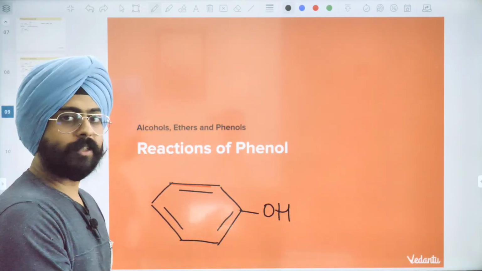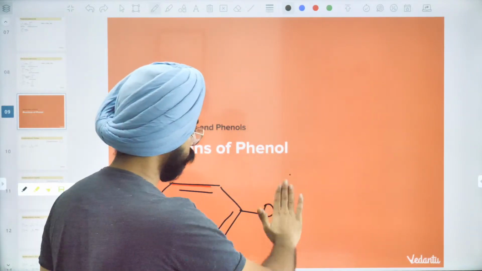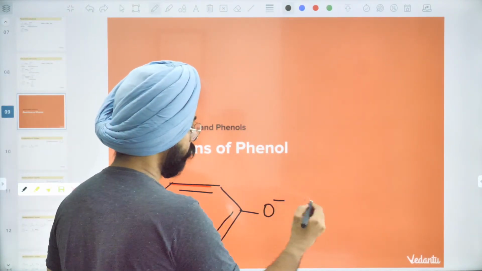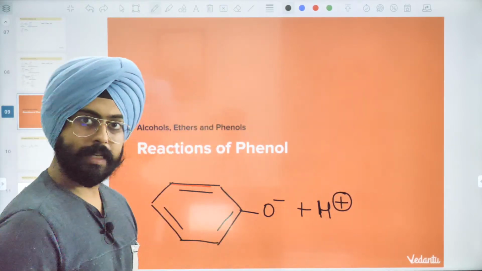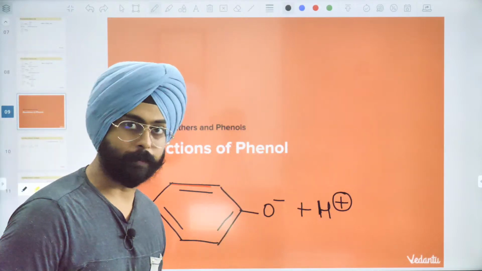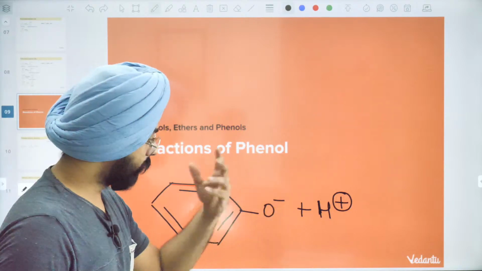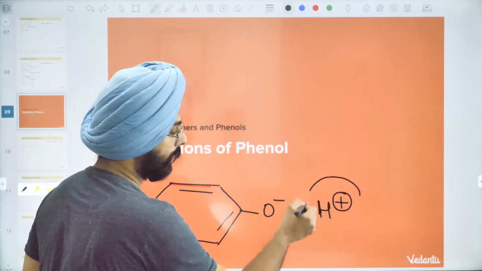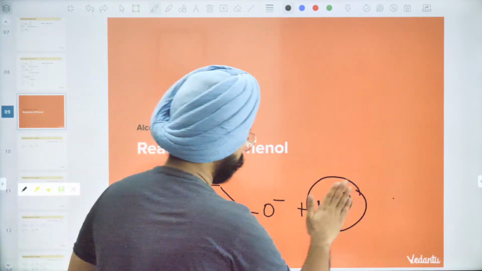So one very simple reaction is phenol acting as an acid to react with a base. So it can turn into O negative plus H positive. If you put a good enough base, this reaction can happen. If you try to react phenol with Grignard reagents, you will get an alkane because Grignard will capture the H positive. Yeah, चलो ये बात सही है, बढ़िया.